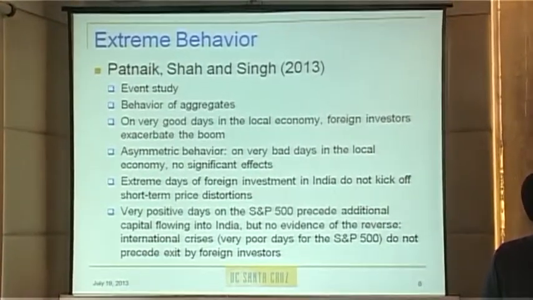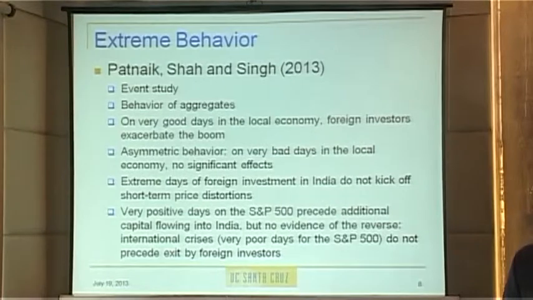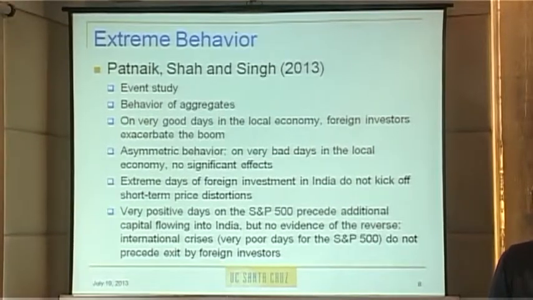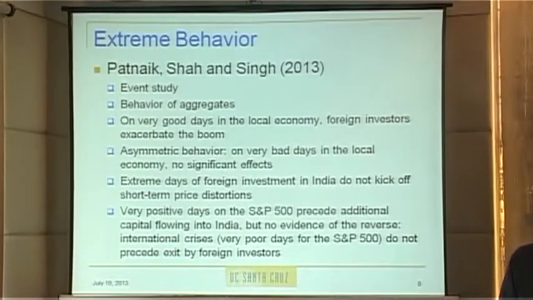And we did not see short-term price distortions kicked off by extreme days of foreign investment into India. So it wasn't like foreign investors are kind of roiling the Indian market.